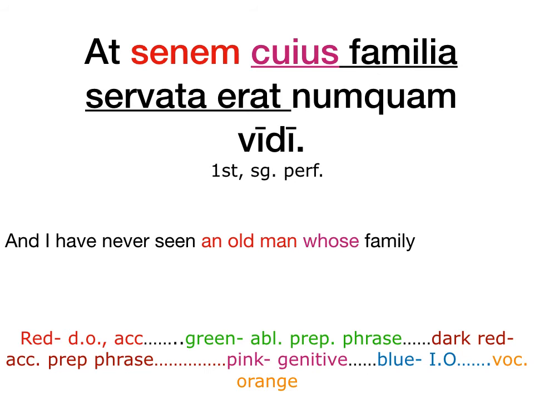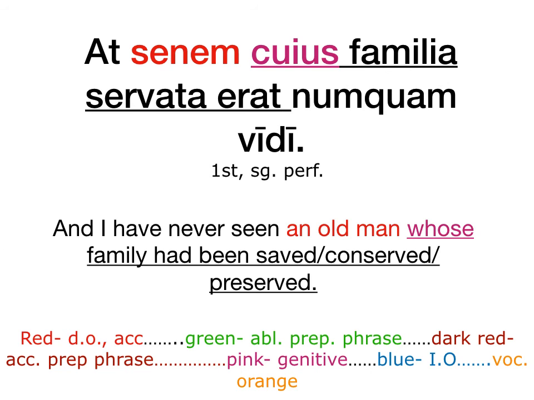Servata erat. What is servata erat? For one thing, it is not perfect passive. It's actually pluperfect passive because erat. So it's had been saved or conserved. And that's why. So now, that's basically the sentence. But I don't know what this is trying to communicate. And I've never seen an old man whose family had been saved.